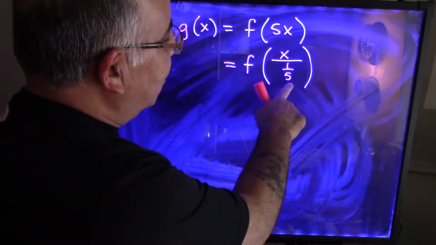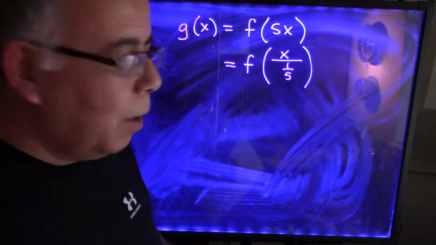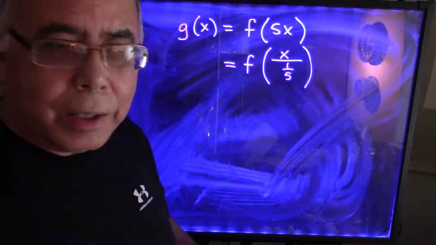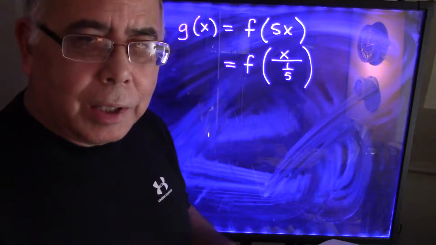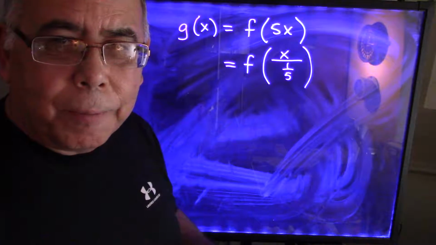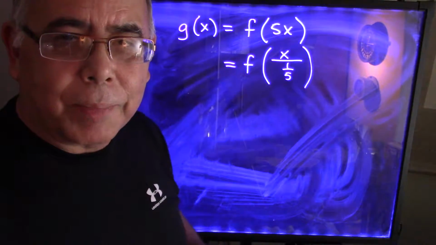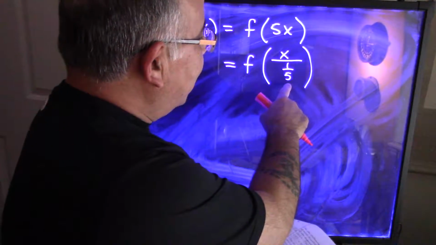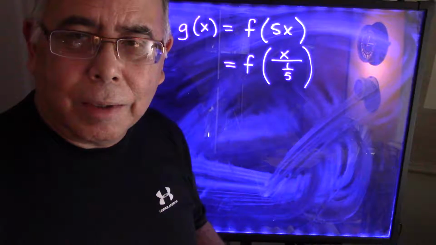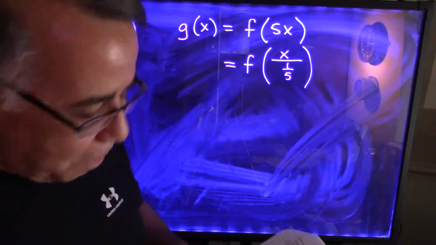Alright, so this is multiplying each x coordinate in the original f of x by 1/5, or dividing each x coordinate by 5. Alright, so what that's doing is it's causing a horizontal shrinking or compression of f of x by a factor of 5. Okay, so just think of multiplying each x coordinate in the original f of x by 1/5. And that'll give you the resulting graph here, g of x. Alright, so there you go.